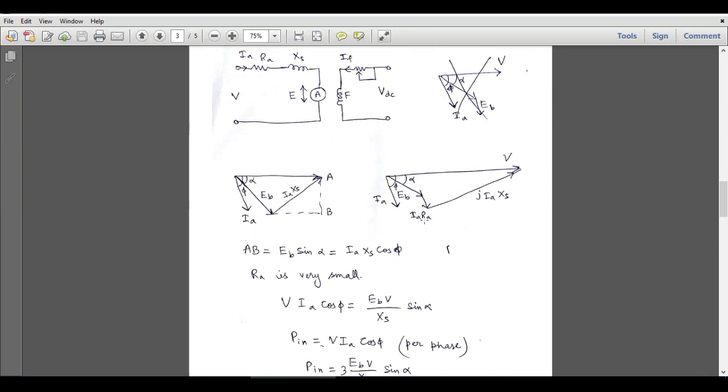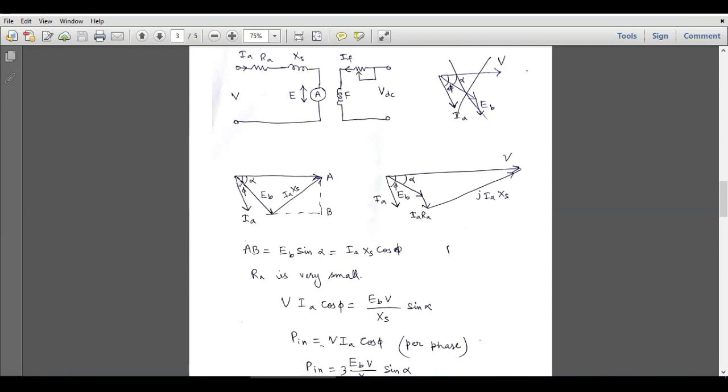So if we ignore this armature resistance RA, then this very small voltage drop will be ignored, and in that case V will be equal to EB plus JIAXS. So this will be the resultant figure if we don't consider RA. So RA is very small.